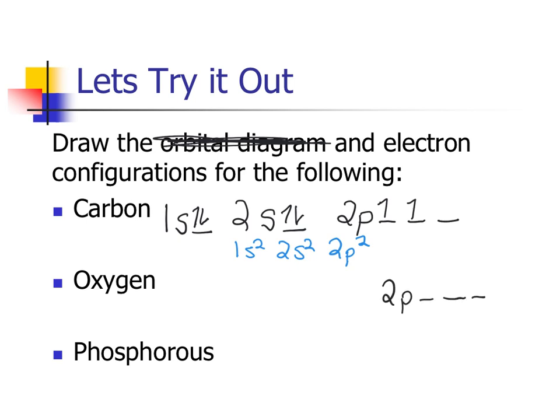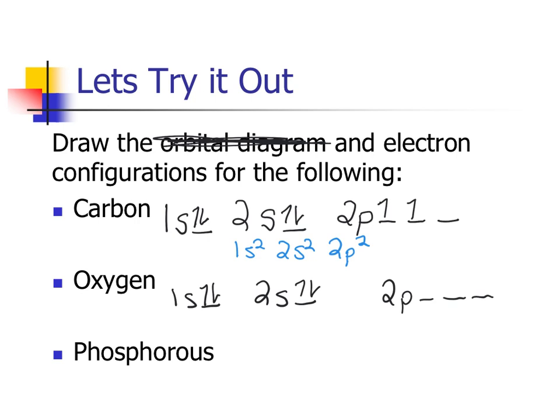Regardless of where it ends, what do we have to start with? 1s. After 1s comes 2s. And some of you are going to go, there's a really good pattern here. You're right, there is an extremely awesome pattern here. We will find again, filling in the lower energies first.